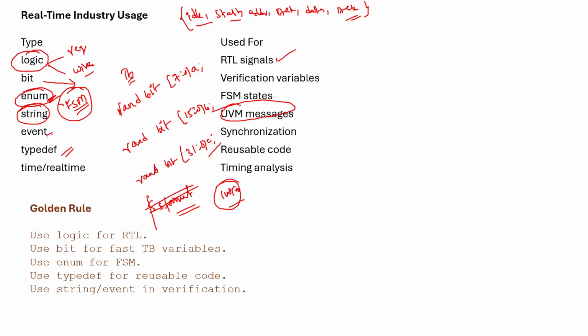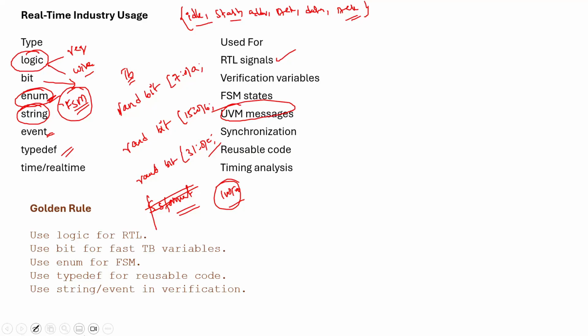And for event synchronization purposes, I told you most of the time I am synchronizing different processes. Among them, only a few processes I want to execute. At that time this event data type is used.